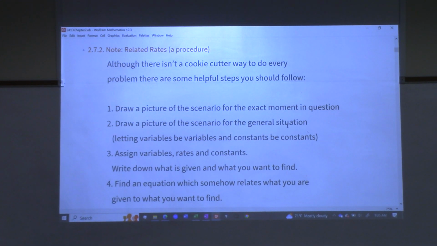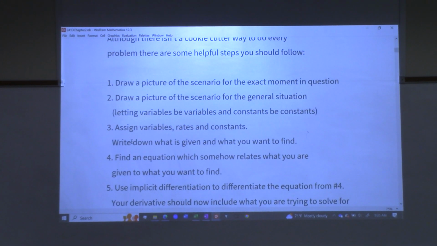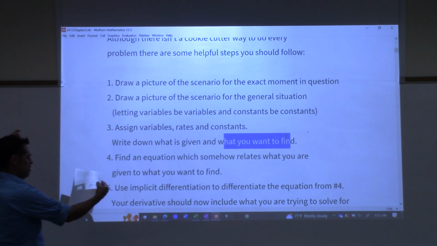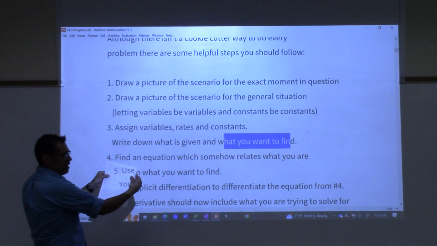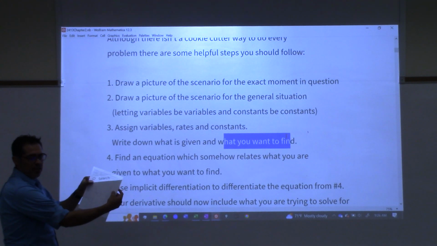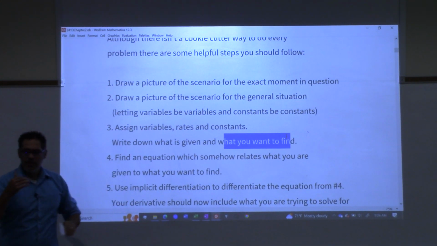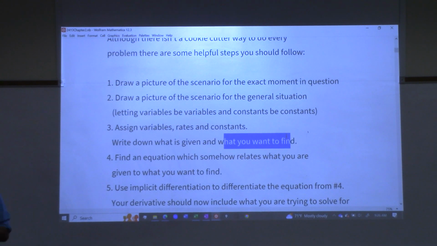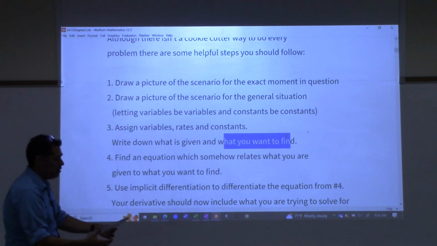The next thing we do is we assign variables, rates, and constants. We write down what is given to us in the problem, and we write down what it is we want to find. And that's on the right-hand side. You see where it says what you are given, and then below it says what you want. That's where we're going to write down whatever's given to us in the word problem. We're going to write down that information, and we're going to also state what it is we're looking for.